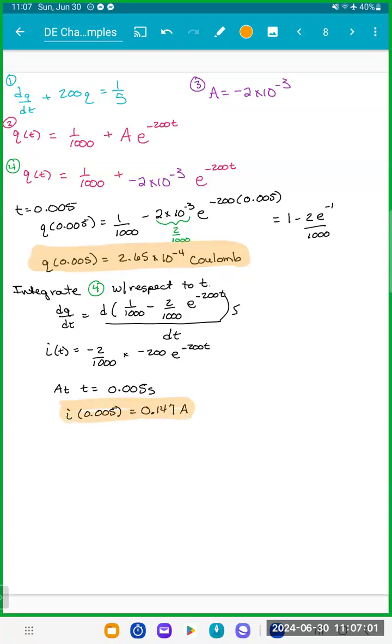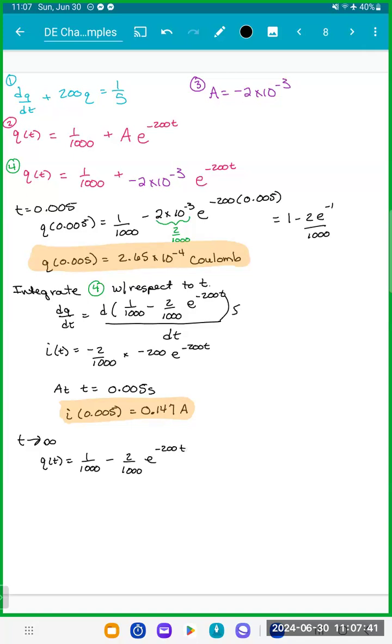Okay, this was a 3-part question. So let's do the last part, right? We wanted to determine when t approaches infinity. So as t approaches infinity, we want to know what's the charge. And so the charge at time t, we have Q of t is equal to 1 over 1,000 minus 2 over 1,000 e to the negative 200t.